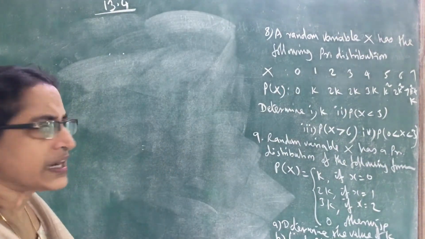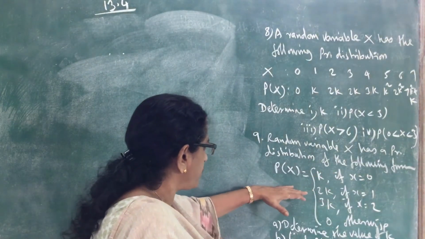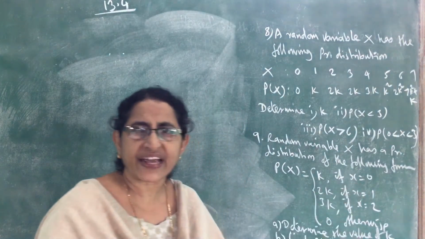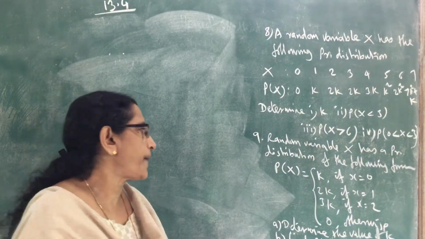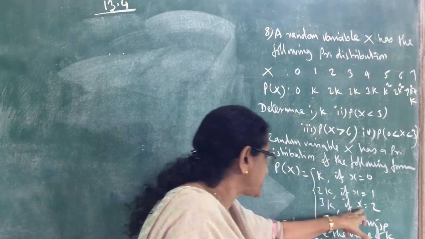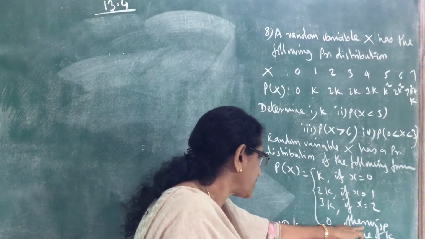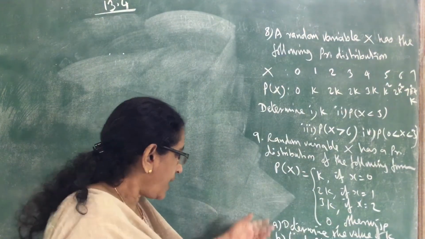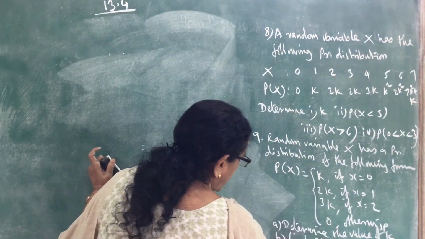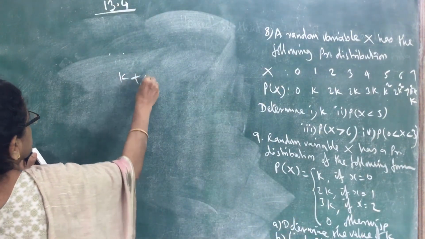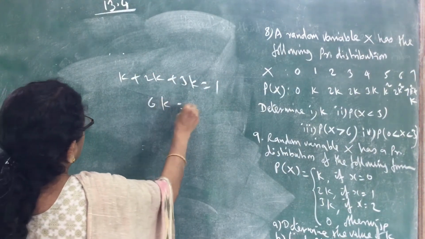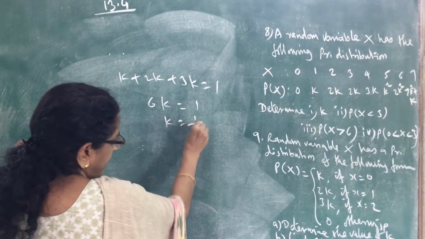Now ninth one, random variable x has the following form. Probability that x equal to k if x equal to 0. That means if you write as a table, when x equal to 0, probability is k. When x equal to 1, probability is 2k. When x equal to 2, probability is 3k. And otherwise, probability is 0. Now determine the value of k. Same method we can follow. So sum of these probabilities equal to 1. So k plus 2k plus 3k equal to 1. So 6k equal to 1. K equal to 1 by 6.